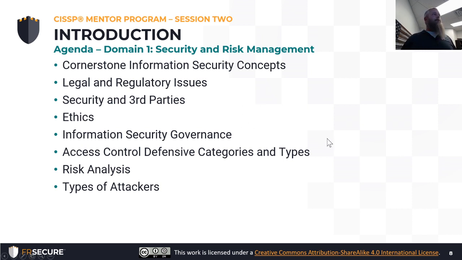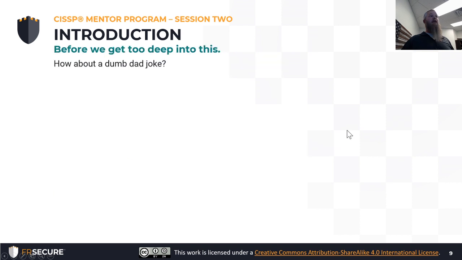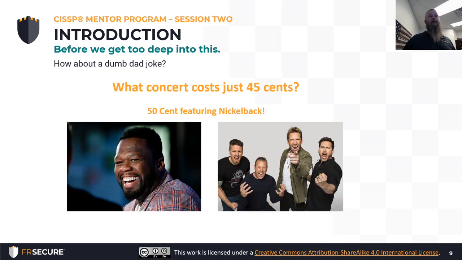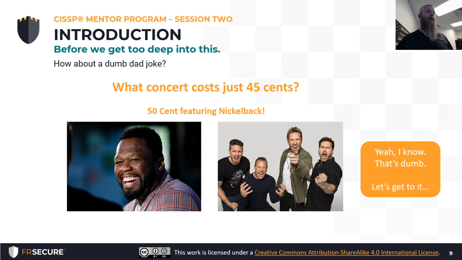All right. Now I got to get my slides, man. Technical issues tonight. So how about a dumb dad joke? You know that this is what we do. What concert costs just 45 cents? I'll give you a second. 50 Cent featuring Nickelback. Dope. All right, I know. It's dumb.